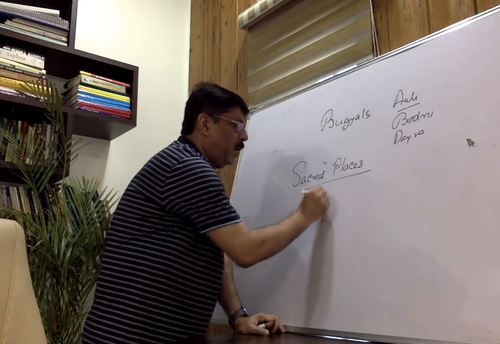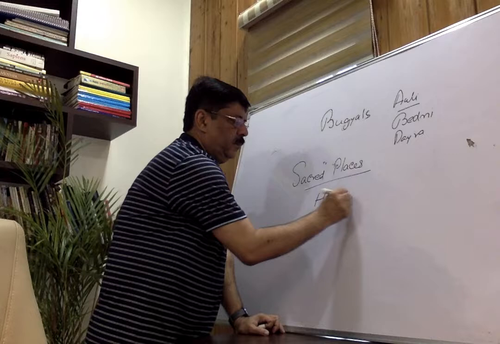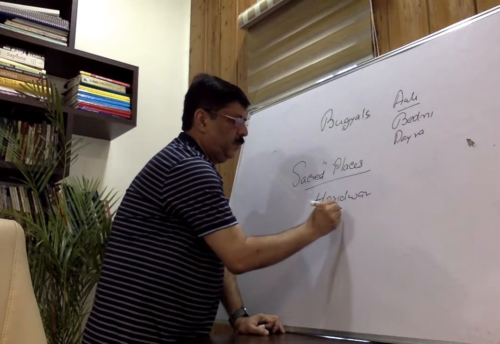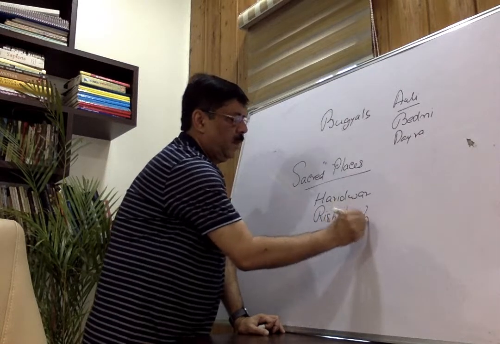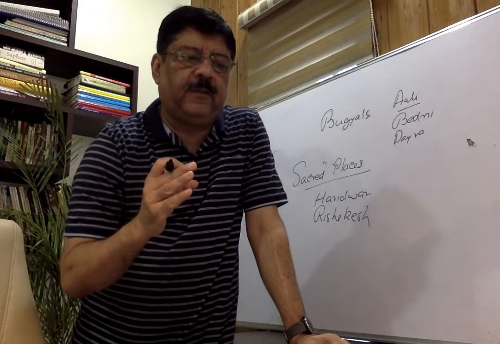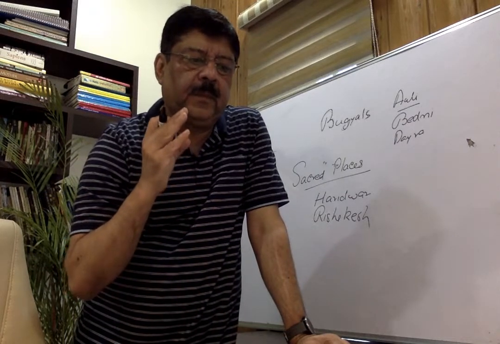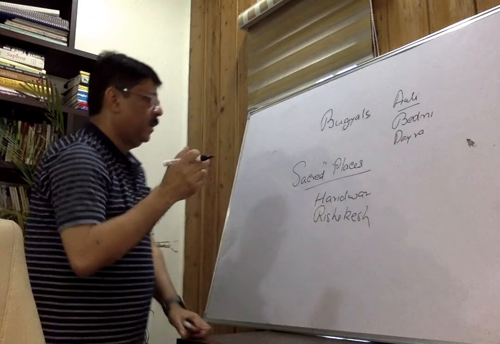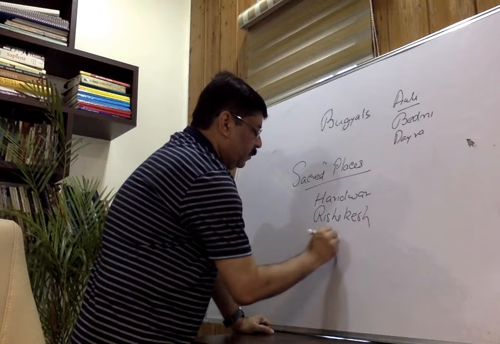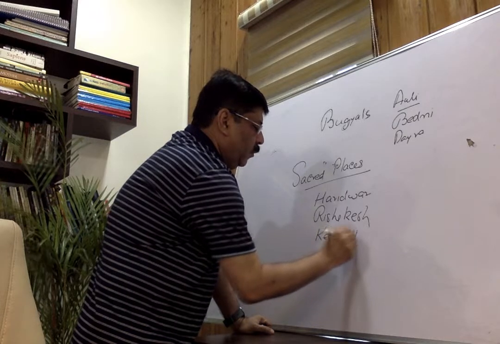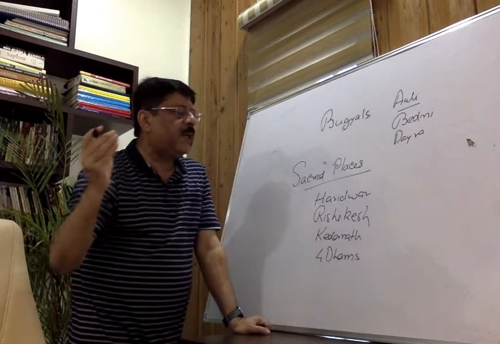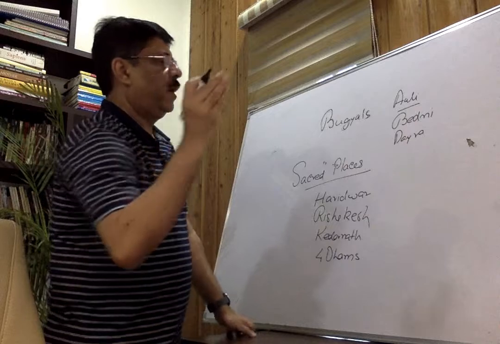You don't know Haridwar? Yes, sir. Rishikesh. Haridwar is a very famous, very holy place. And in Uttarakhand there is Kedarnath, Char Dham, four Dhams. There are also many trekking places in Uttarakhand, in the Garhwal Himalayas.